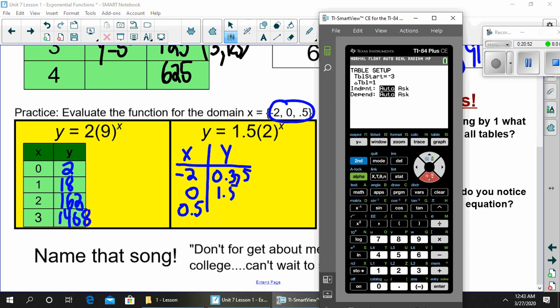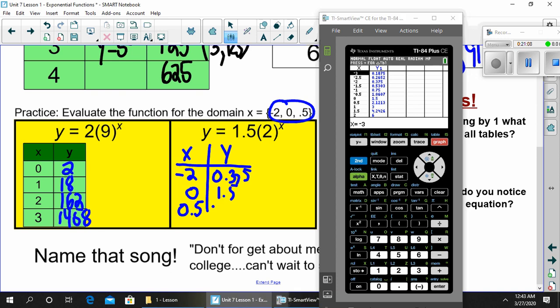But this one right here says the table will be going by ones. So I'm just going to change that to 0.5. And now when I go back to the table, it's going by 0.5s. All right, so 0.5 is 2.12. I'm going to round it to that.